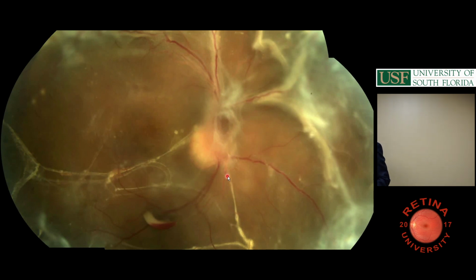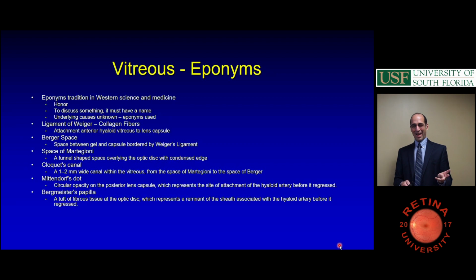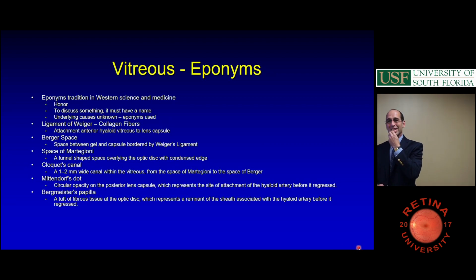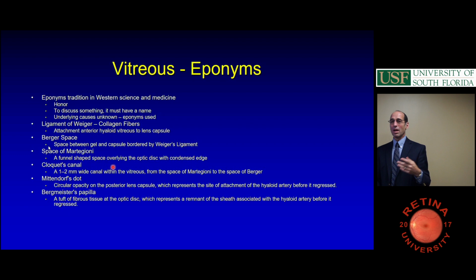This is a subretinal fibrotic band, and those are prognostically not good. And then there's a bunch of eponyms with the vitreous, and maybe someone can come up with a good mnemonic for these. Eponyms go way back in medicine. A lot of times you didn't know what the disease was, so you named it for somebody to honor them. And they allow you to know what you're talking about.